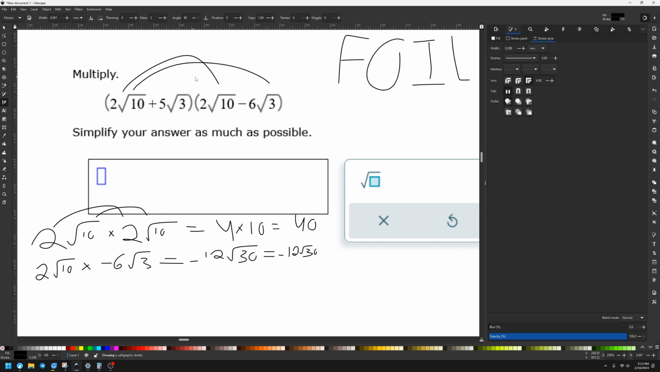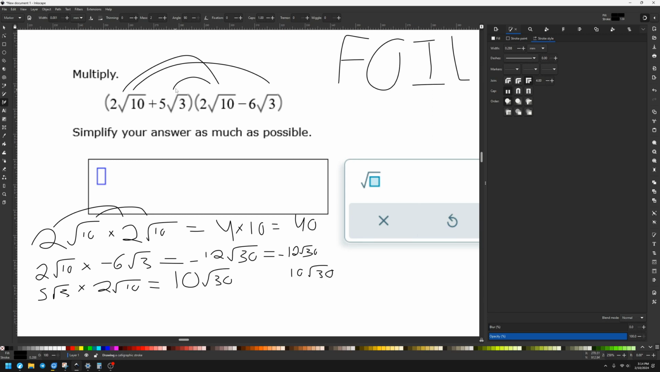And now for the inner terms, we have 5 times the square root of 3 times 2 times the square root of 10. Okay, 5 root 3 times 2 root 10. 5 times 2 is 10, and the square root of 3 times the square root of 10 is the square root of 30. Okay, let's write this up here again: 10 times the square root of 30.